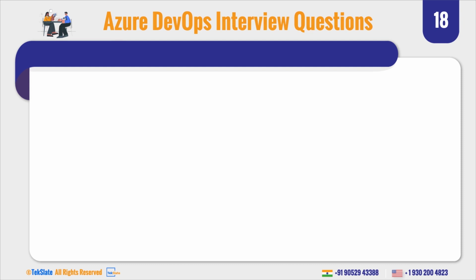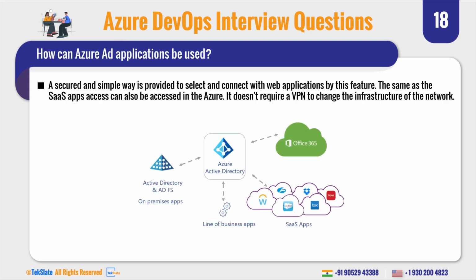The next question is, how can Azure AD applications be used? A secure and simple way is provided to select and connect with web applications by using this feature. The same as software as a service applications, access can also be provided in Azure. It doesn't require a virtual private network to change the infrastructure of the network.